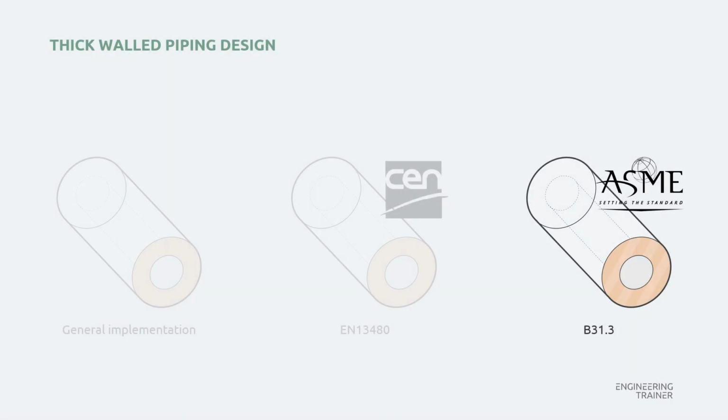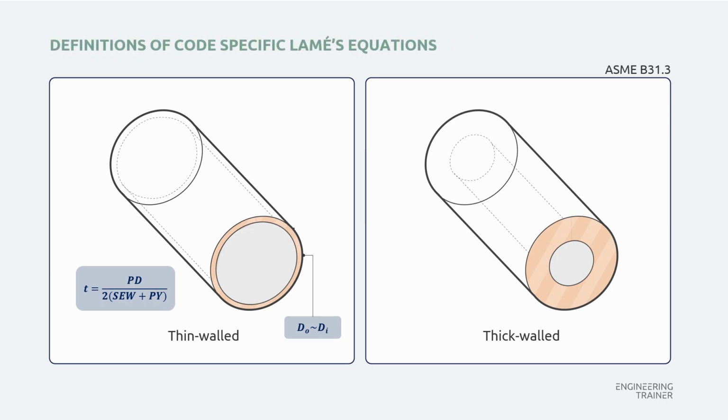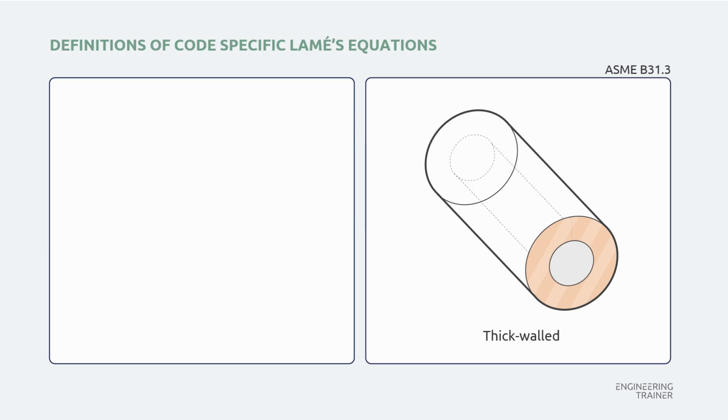Now let's discuss up to which point this thin-walled assumption is valid and how the thick-walled relations are defined in the B31.3 code. We are familiar with the thin-walled relation for the wall thickness in the B31.3. Let's first have a look at how the code-specific thick-walled relation for wall thickness is defined. The code-specific thick-walled relation is defined in Chapter 9, which discusses high-pressure piping.